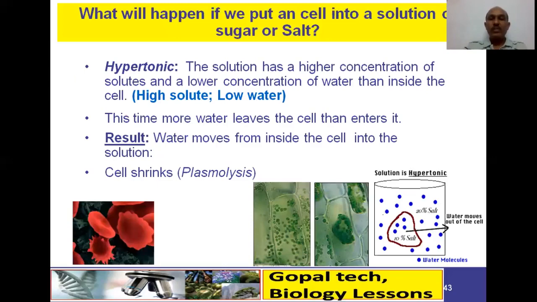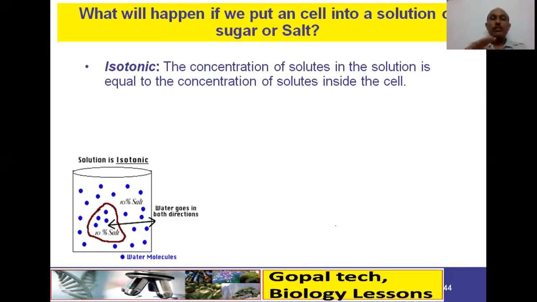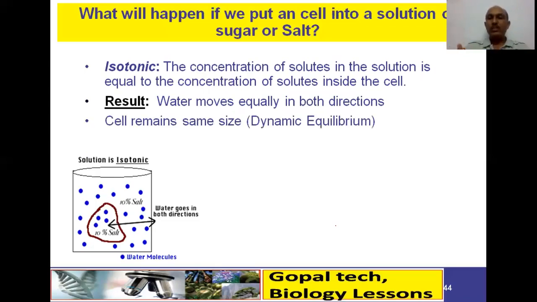This is our RBC. Here you can see in a plant cell, all the inner content of the cell will come into one place. Here it will shrink, there it swells. Now the third one is isotonic, iso meaning similar. The concentration of solute in the solution is equal to the concentration of solute inside the cell. What is the result? Water moves equally in both directions. Therefore, there is no change in the cell size. It will remain unchanged. That is dynamic equilibrium.